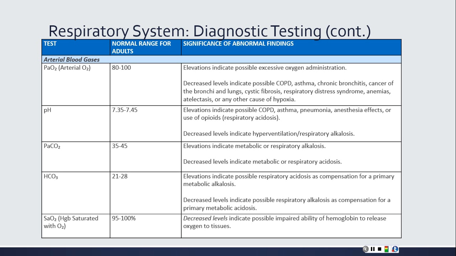We are evaluating the arterial blood components to determine how much oxygen is in that arterial blood, what the pH of that arterial blood is, what the CO2 level is, and also the bicarb levels. And then we've also got the saturation of hemoglobin, the percentage.